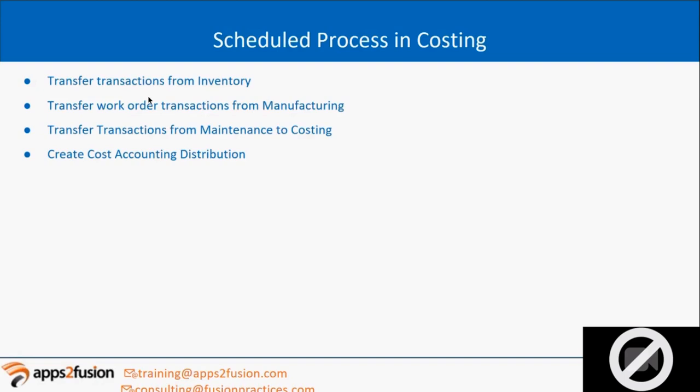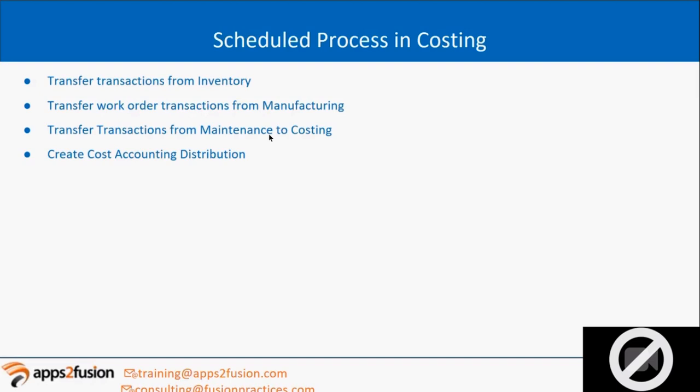Very typically, when we are doing testing and training of such sort, people miss running this, because of which you will not see your cost in costing. So always be cautious about this. If you're using the maintenance module, you do this. So basically wherever you have transactions, you have to first give the input to costing. So that's when you run these jobs to transfer the cost to the costing module.